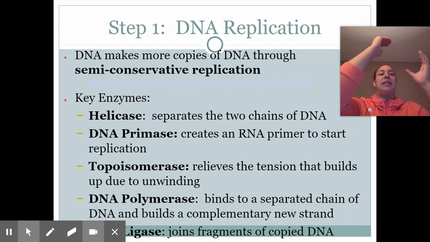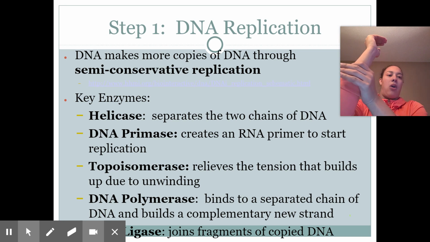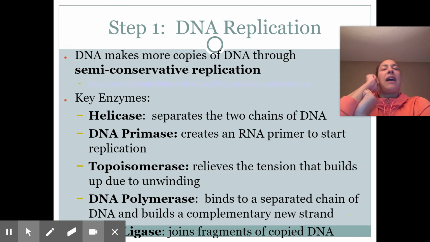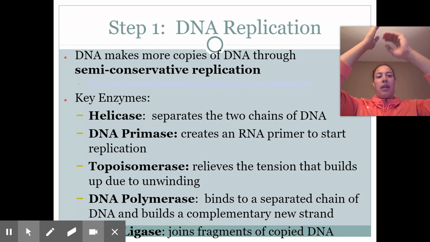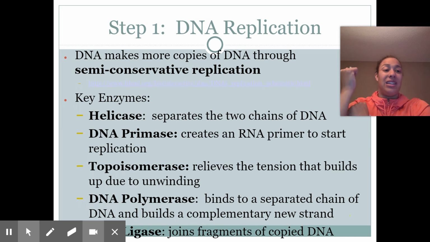DNA primase will attach to one of those strands and lay down an RNA primer. So RNA is going to have A's, U's, C's, and G's attached to it. This RNA primer is important because it's going to help identify the starting point for where the bases should be added and the new strand can be made. So helicase unwinds and unzips, creates a replication fork. DNA primase creates an RNA strand of about 10 to 20 bases that hints, hey, here's where we're starting replication.